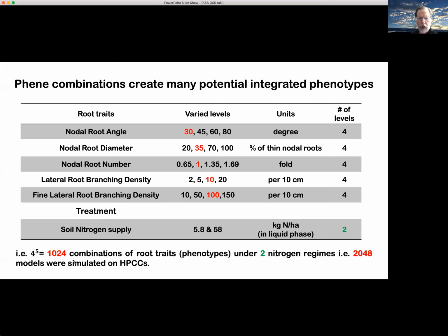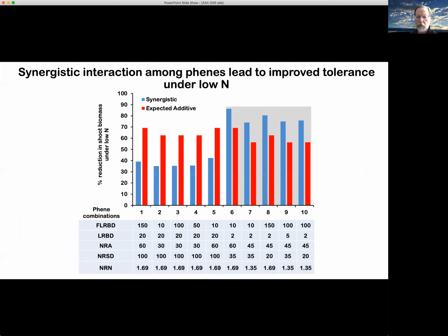So the combination of 5 phenes in 4 states generates 1,024 combinations or integrated phenotypes, each of which is simulated under low and high nitrogen availability. So we have a total in this case of 2,048 simulations. And those simulations show substantial synergism among root phenes for improved tolerance to low nitrogen.